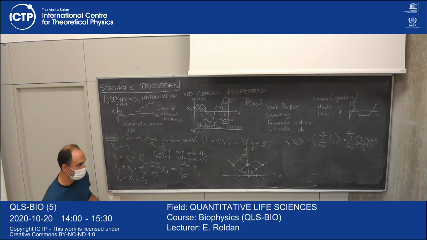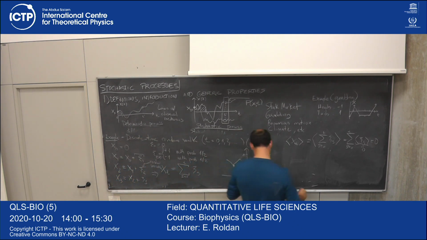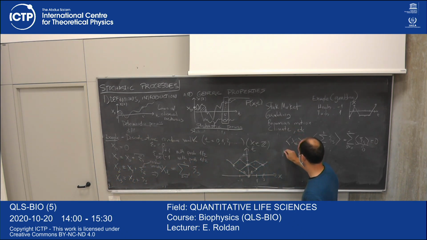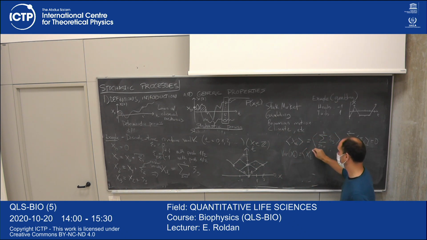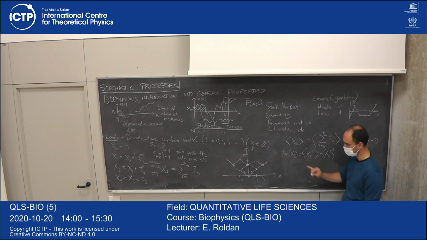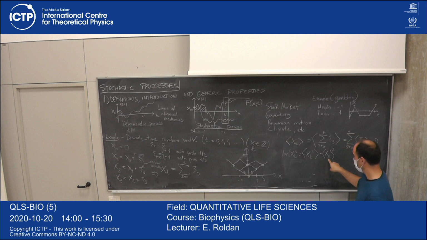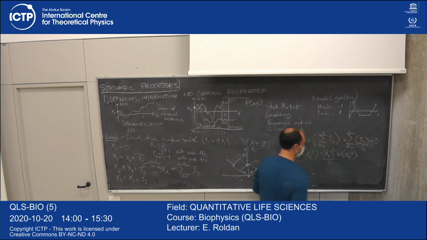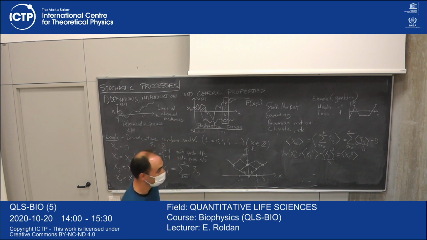And now the next question is the variance. What is the variance in this case? Remember, the variance is the average of xt squared minus the square of the average of xt. The average of the square minus the square of the average. The average is 0, the square of the average is 0. So we just get the average of xt squared. And now we must do this calculation.